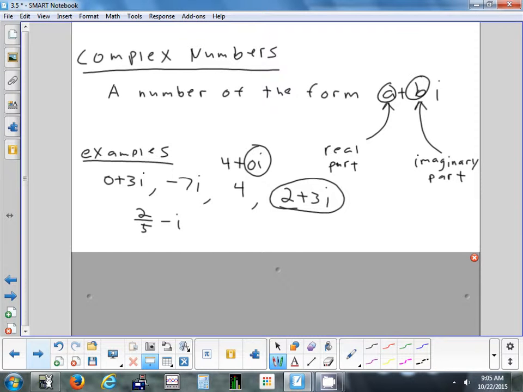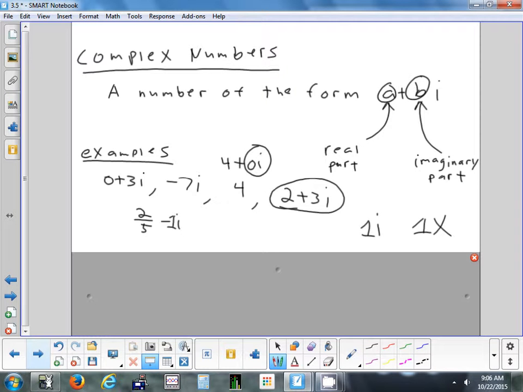Here's one that has both real and imaginary. Yeah, even today, some people's heads might explode. And then this one, here's another complex number. Real part is 2/5. Imaginary part, -1. If you just write i and you don't put anything in front of it, we could always pretend there's a 1, just like if you write x, you can always pretend there's a 1.